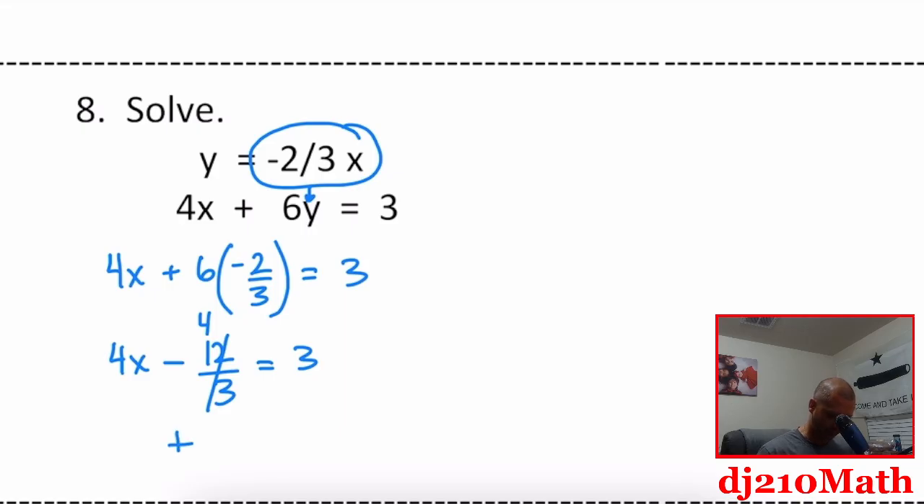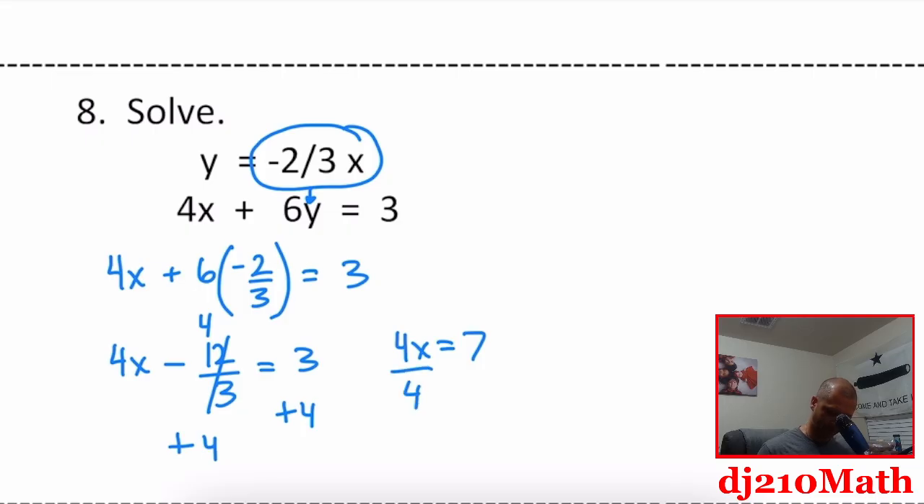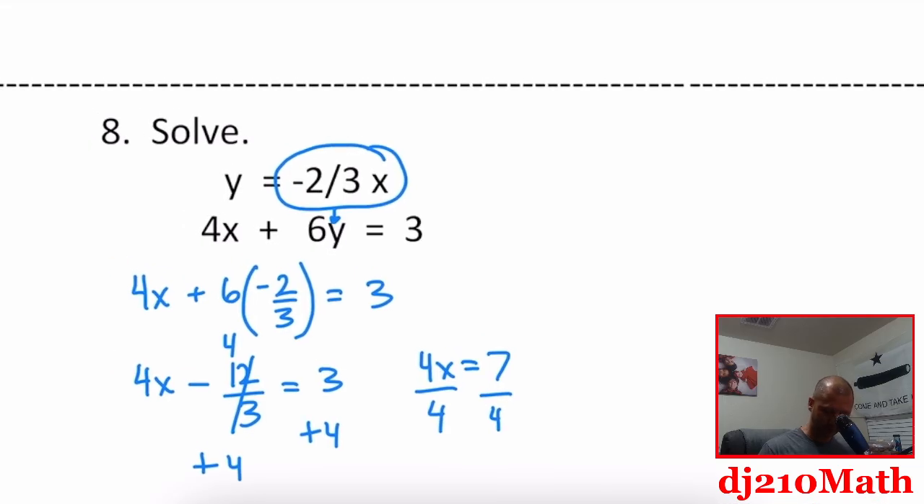So I'm going to add 4, and we get 4x is equal to 7. Oh, this is ugly. Okay, dividing by 4 to solve for x. x is equal to 7/4.